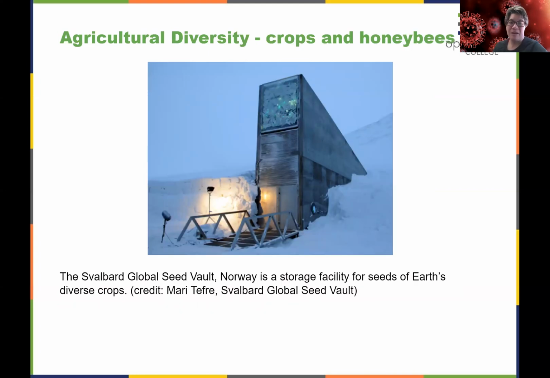This is a global seed vault in Norway, and it's where we store really diverse crops. And we have a lot of diversity in our crops. We need to make sure that we're maintaining that and protecting that, and that our activities are not limiting that, especially when it comes to pollution and climate change. And honeybees are also something that we really need to be protected, not just because we like honey, but because they pollinate a lot of different plants, right? So we need to make sure that we're protecting them also.